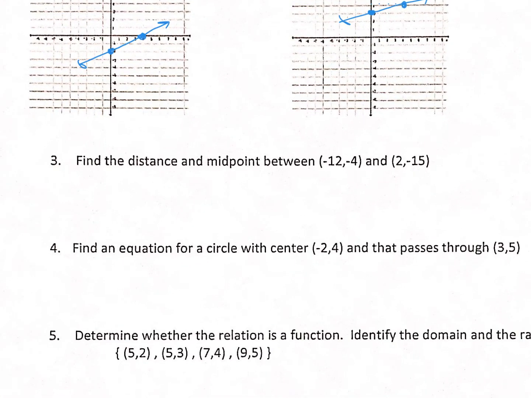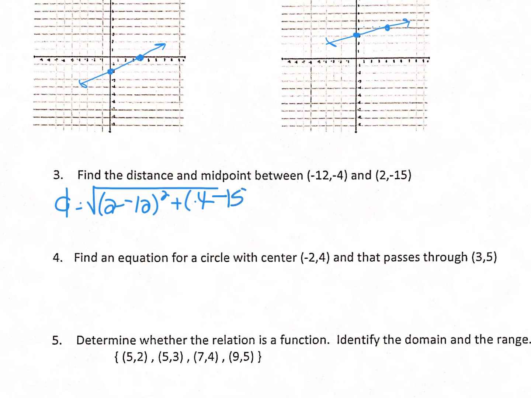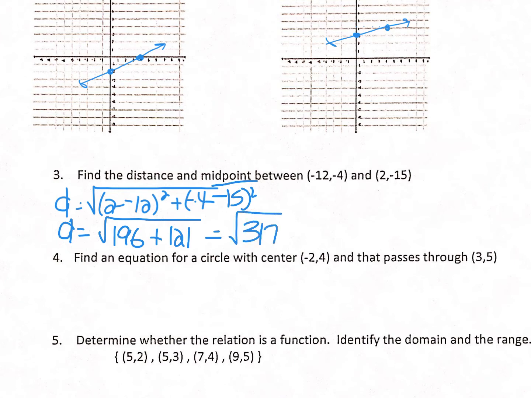Let's go to 3. Number 3 says find the distance and the midpoint. Remember the distance formula? I gave it to you yesterday. You're going to subtract your x's, so I'm going to go 2 minus negative 12, and then you square it. I'm going to subtract the y's, negative 4 minus negative, squared. Make sure you know that formula tomorrow. When you work those out, you get 196. When you square that one, you're going to get 121. When you add those up, I believe it is 317 inside the square root. If you can break it down, please break it down. That one does not simplify, so you're just kind of stuck there.